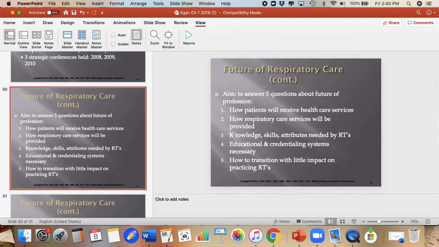In order to determine what that future of respiratory care looks like, the goal is to be able to answer these 5 questions. So the future of respiratory care: how can patients receive healthcare services? How will those respiratory services be provided in the future? Knowledge, skills, attributes needed for future respiratory therapists, educational and credentialing systems, what is going to be necessary for the future of those RTs, and how to transition with little impact on practicing RTs.